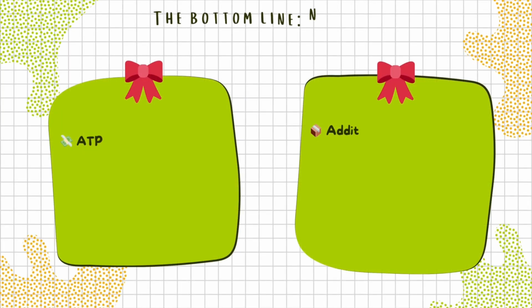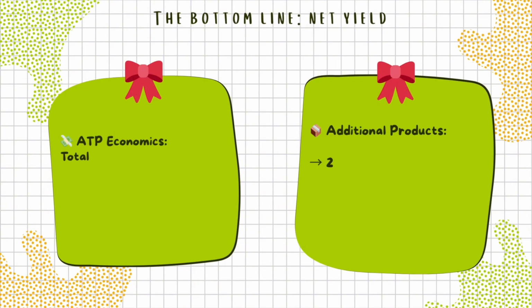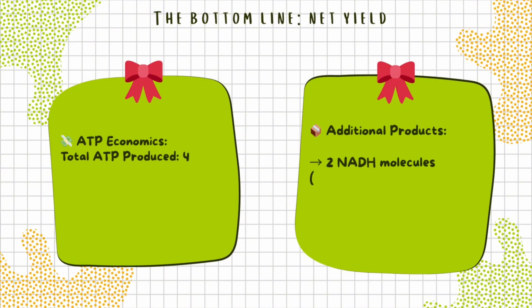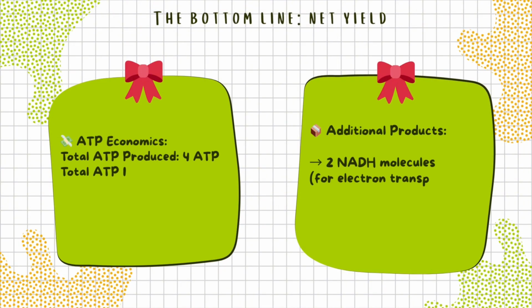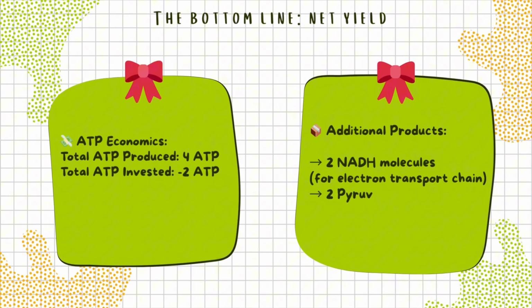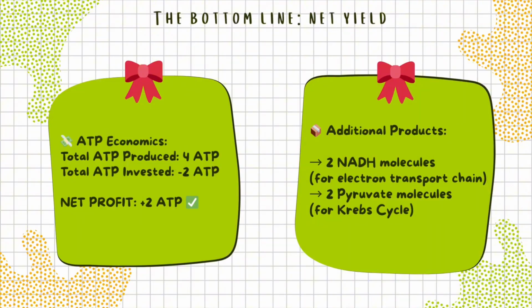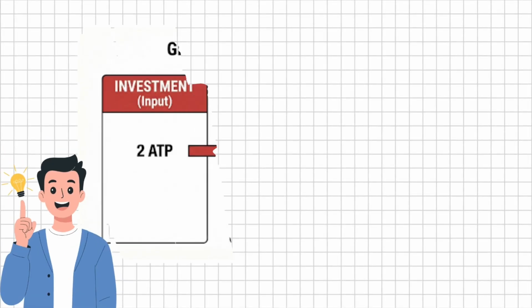So, what is the bottom line for our ATP economics? We produced a total of 4 ATP, but we invested 2 ATP at the start. This gives us a net profit of positive 2 ATP. Additionally, we gain 2 NADH molecules for the electron transport chain and 2 pyruvate molecules for the Krebs cycle.